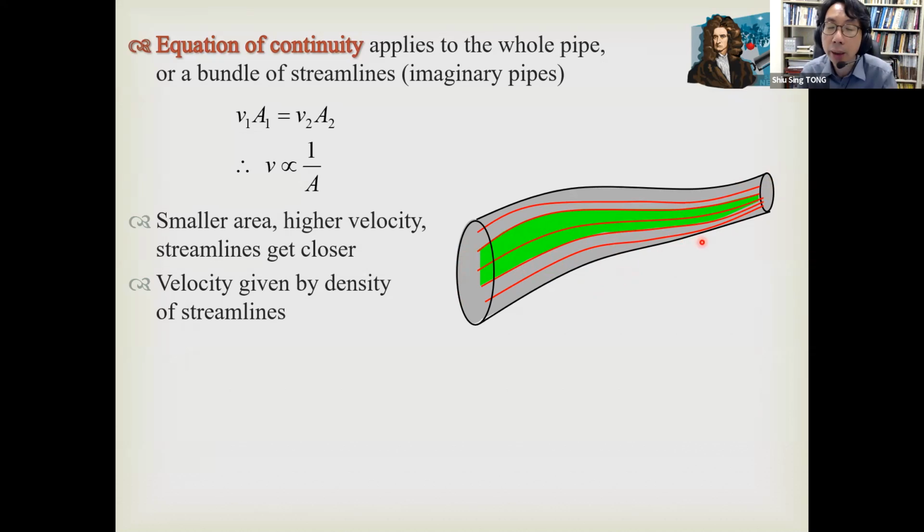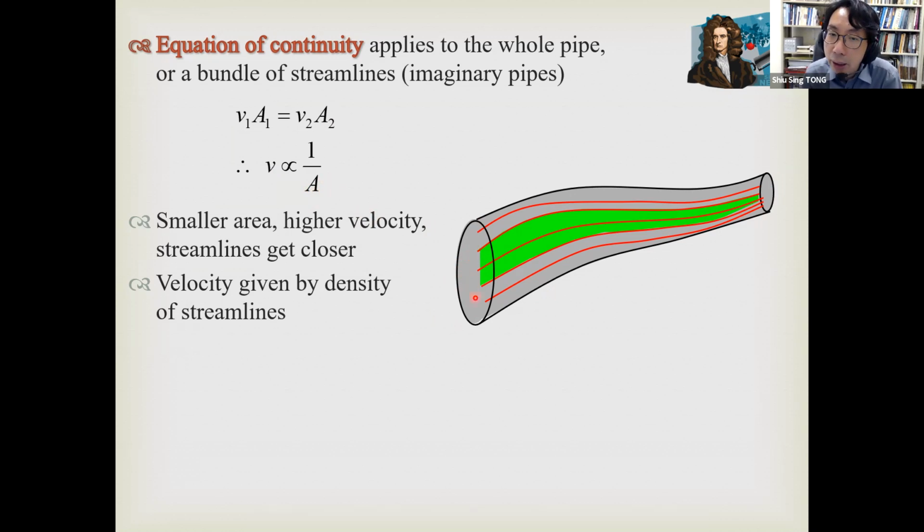So how would that change? I use the equation of continuity. V1 A1 is equal to V2 A2, right? And it's equal to a constant, and that means the velocity is inversely proportional to the area. So if I have a large area, I have a small velocity. And if I have a small area, then I have a large velocity. Okay, is that clear?